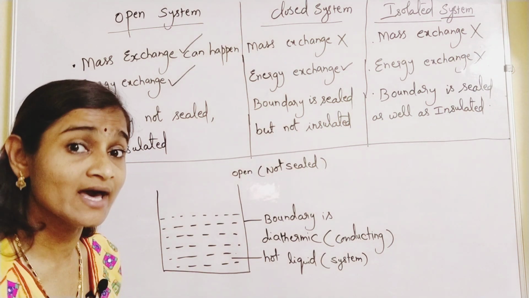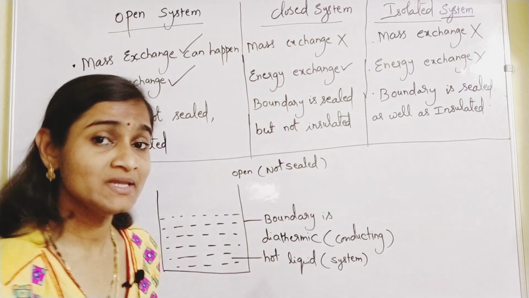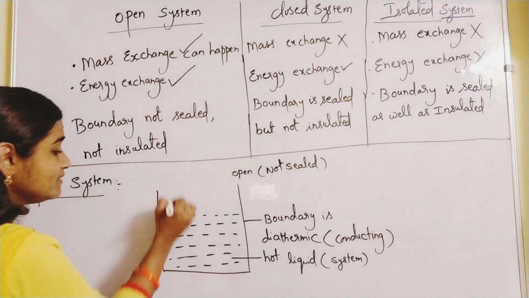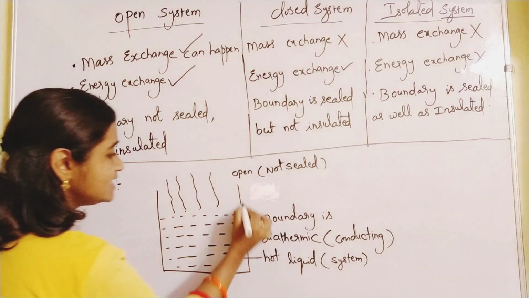Boundary is of what type? Diathermic. That means it's a conducting boundary, not insulating. And open means not sealed. So what happened from here? Evaporation takes place as well as from the sides.